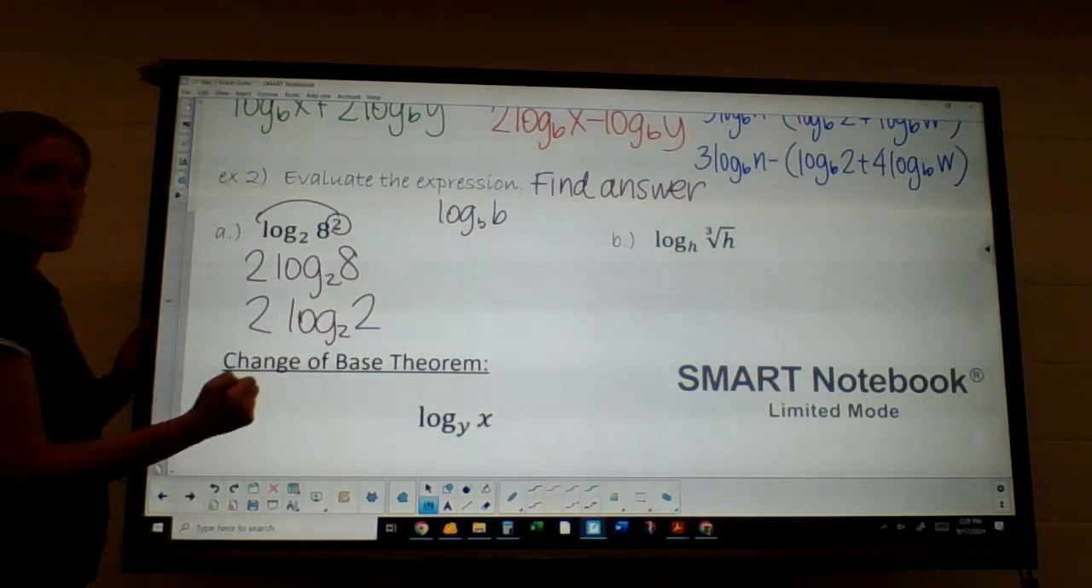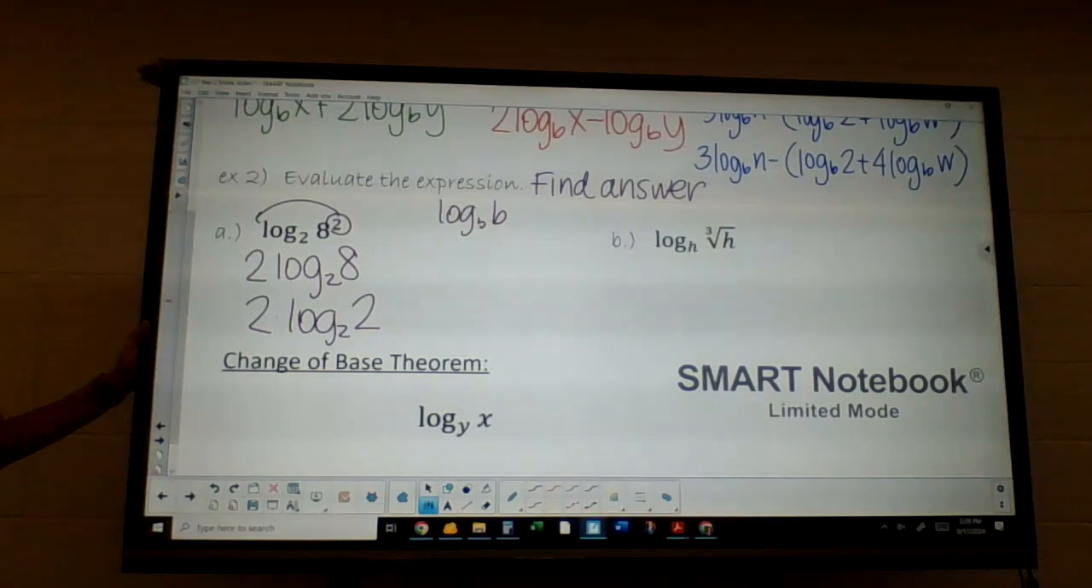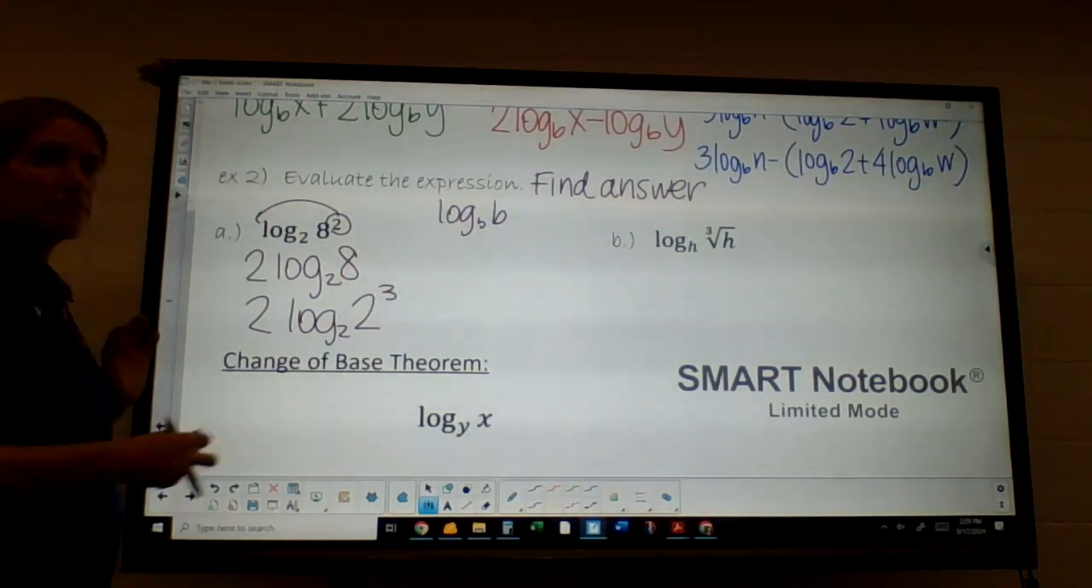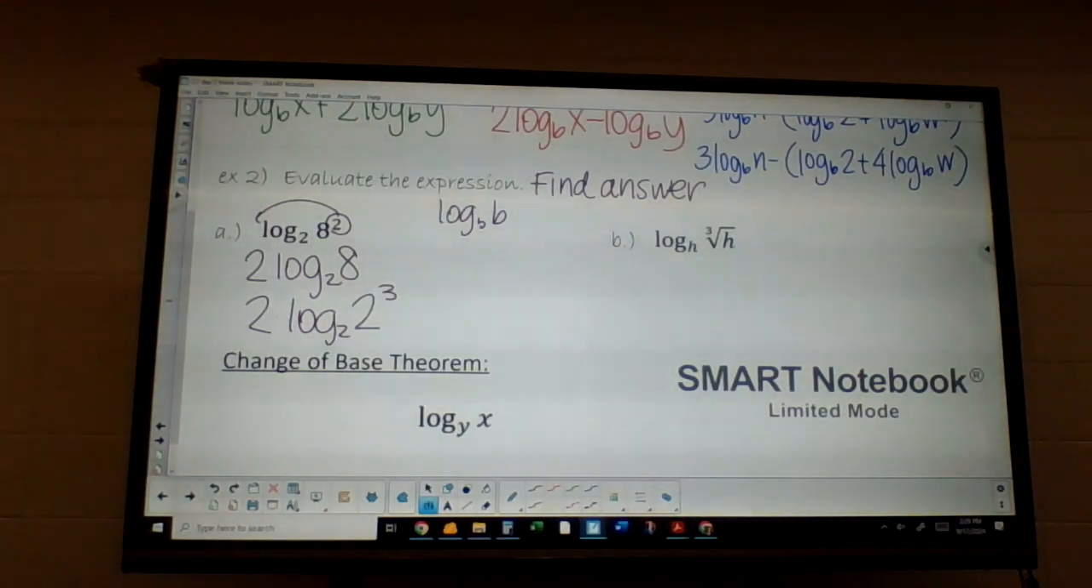2 to what power is 8? 2 to what power? Yeah, what is it? 4. I thought I heard it. 2 to the 4th? Check it. It's the 3rd. I thought I heard it. So yeah, 2 to the 3rd is 8.